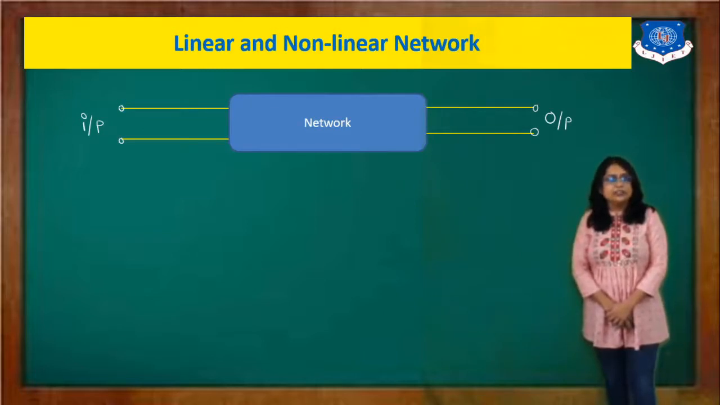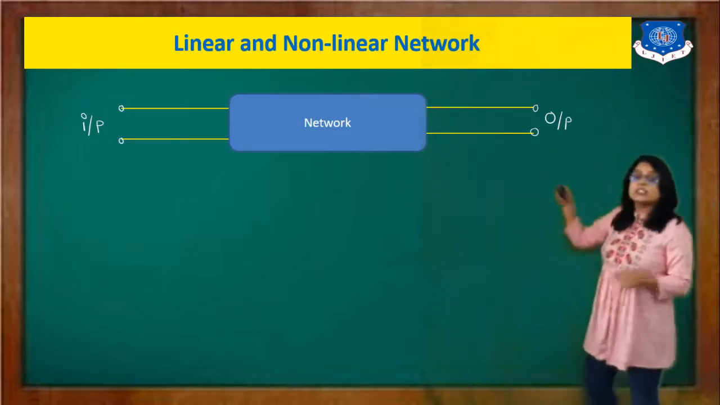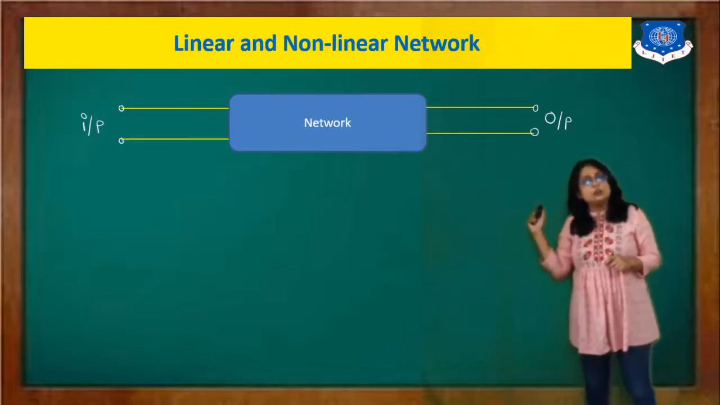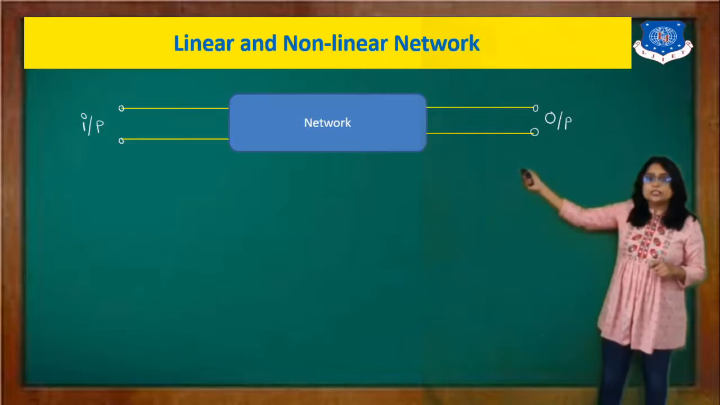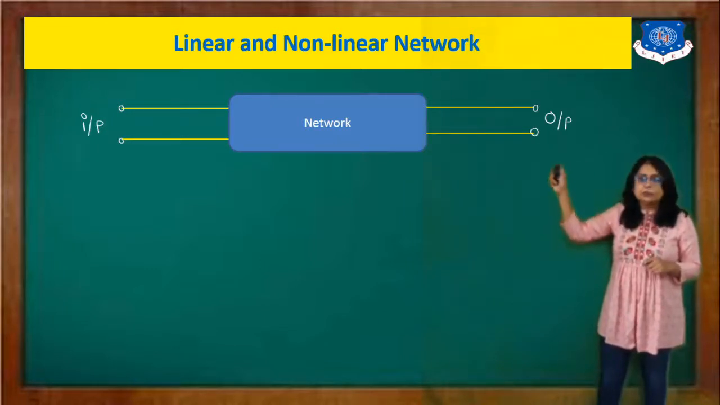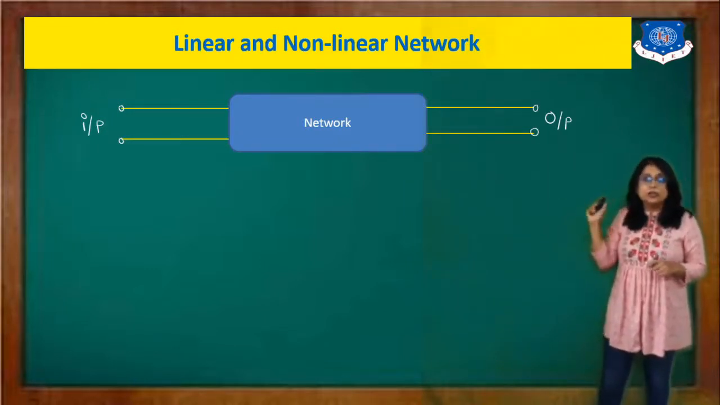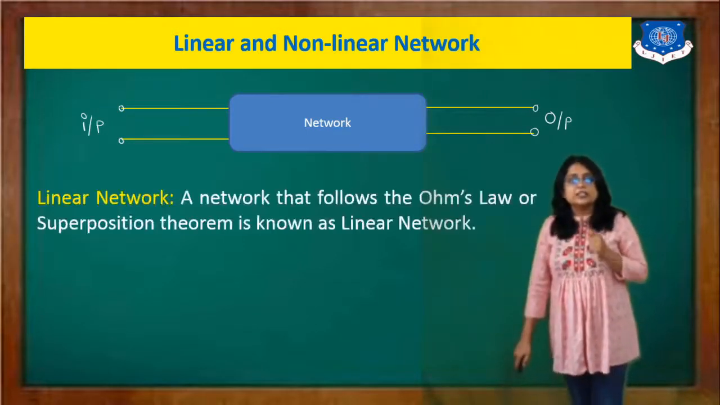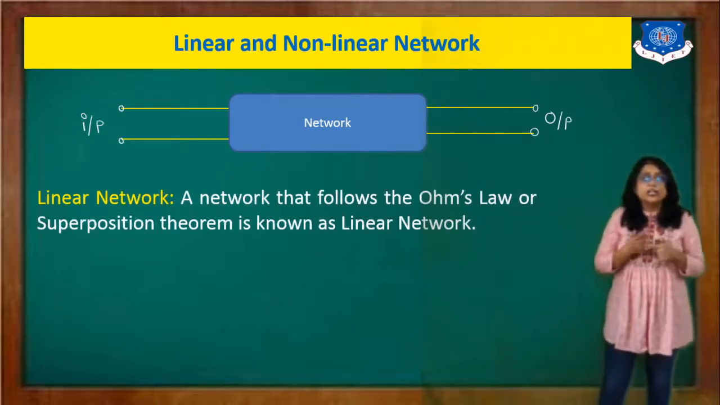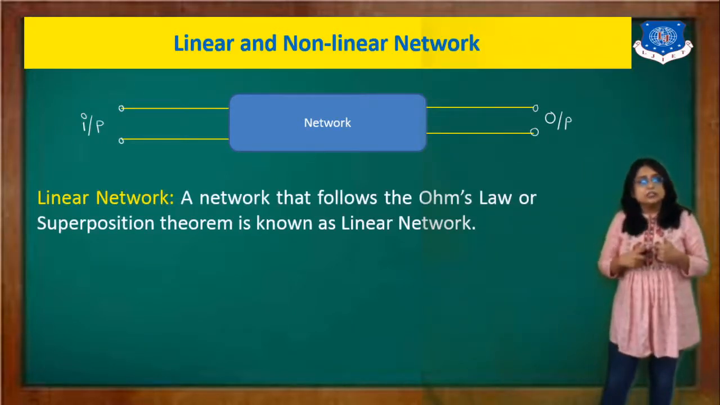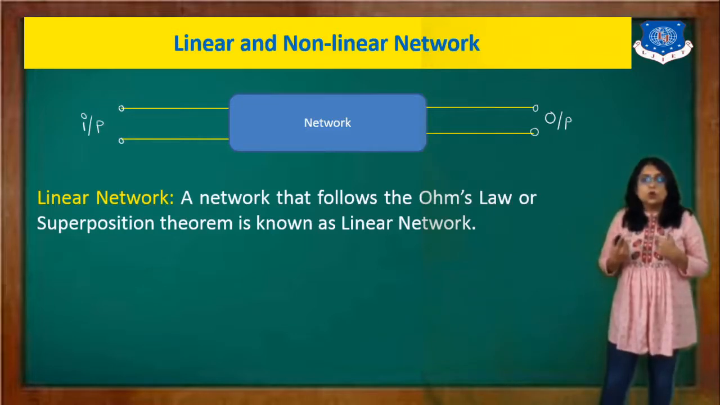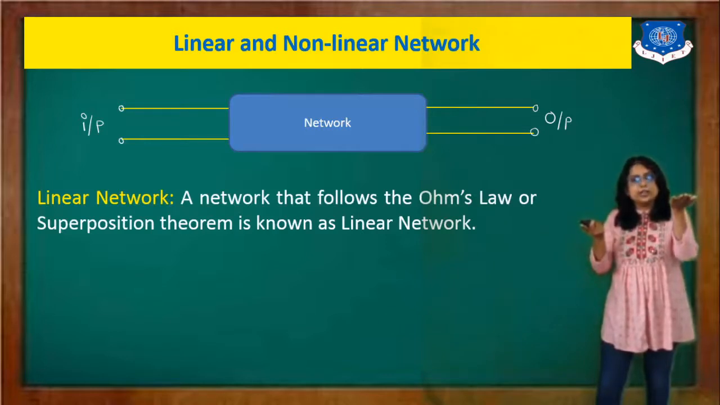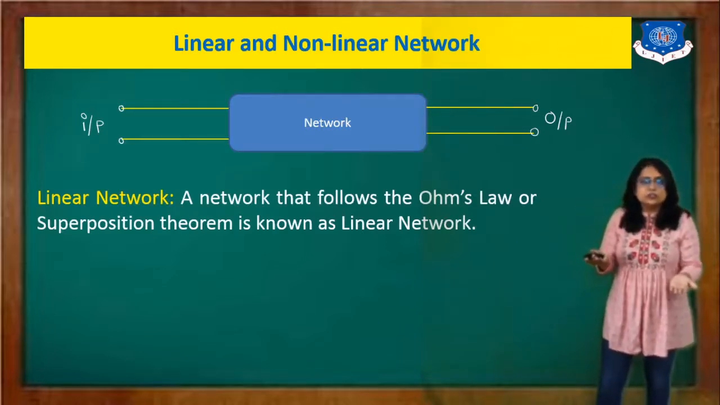Now next is what? Linear and non-linear network. As the name suggests, linear means there is some linear relation between input and output. If any network is there, on one side we have an input and here we have an output. If the input and output relation is linear, then that is known as a linear network. Or in another way we can say a network that follows Ohm's law. Ohm's law means if we increase the I, V also increases. Like that, if we decrease the I, V also decreases.